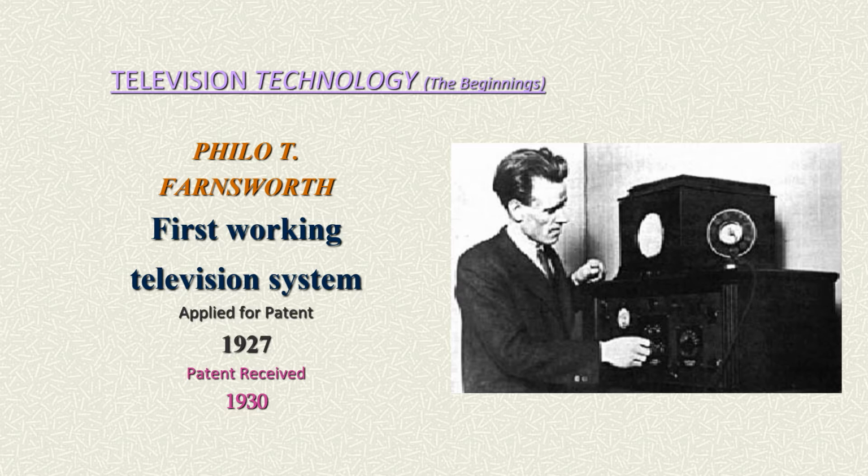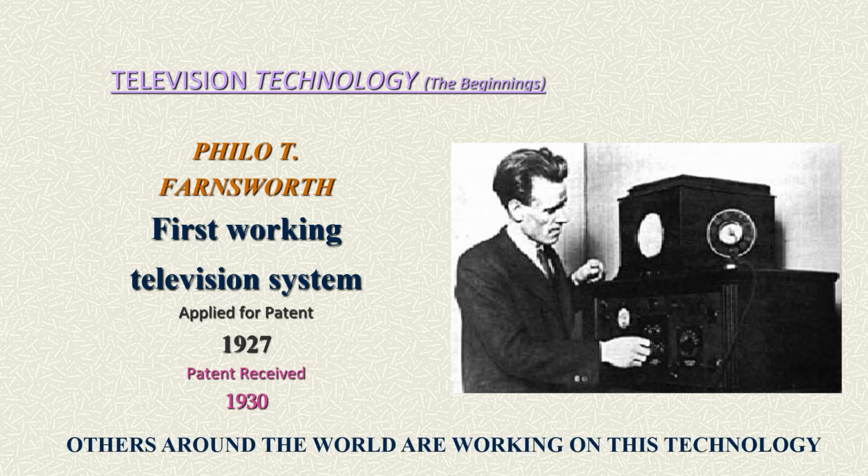So by 1927, Farnsworth has really the first working television system. You have a camera that is going to capture the image, and then you have the television that is going to display the image. He receives his patent in 1930. But like I said, he wasn't the only one working on this.